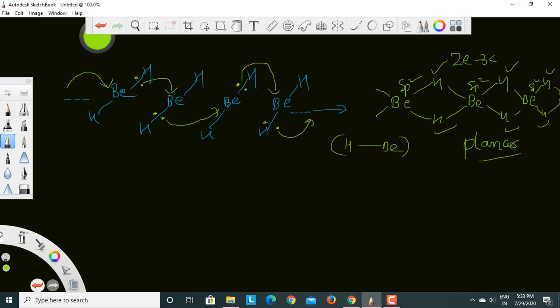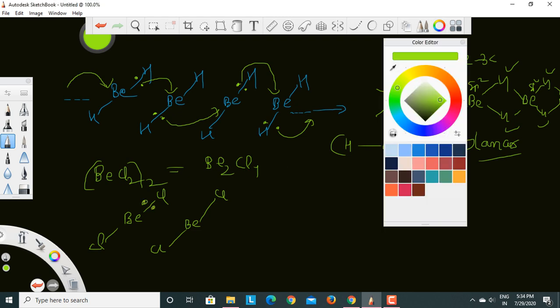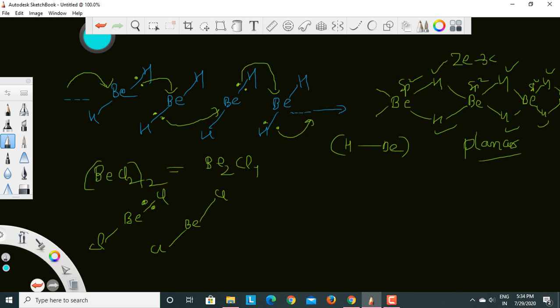Similarly, the bonding of BeCl2 in dimer, that is Be2Cl4. In the same manner, instead of hydrogen, you can put a chlorine atom. So, beryllium, chlorine atom. Now the bond pair between beryllium and chlorine, bond pair between beryllium and chlorine.